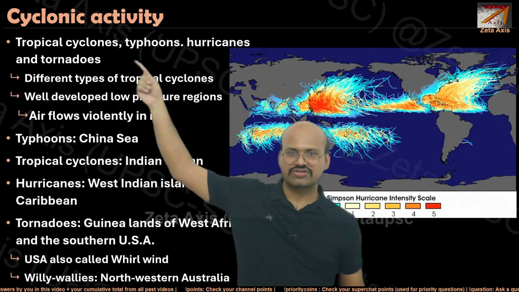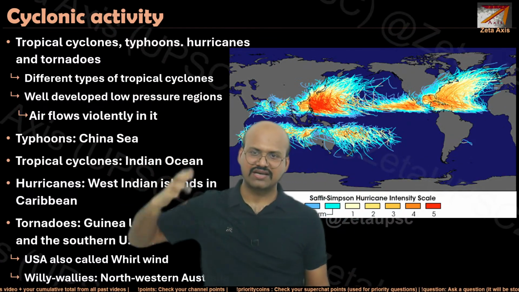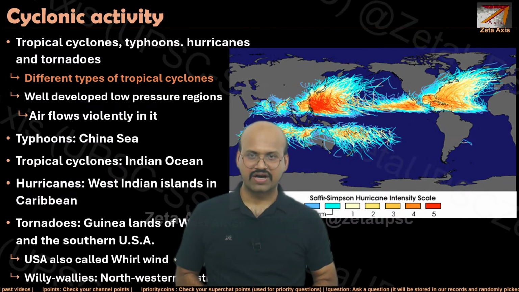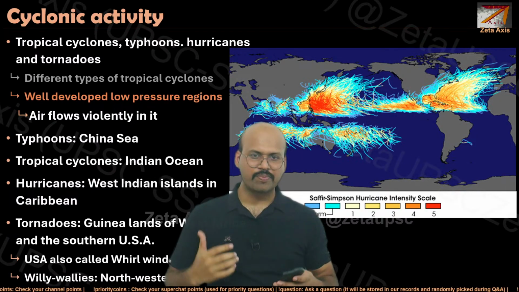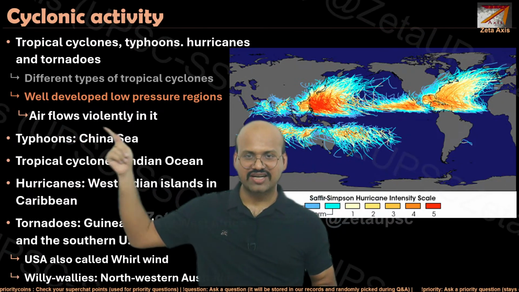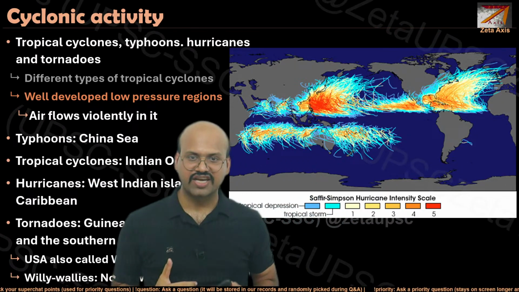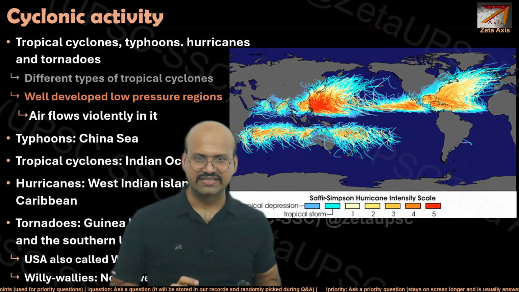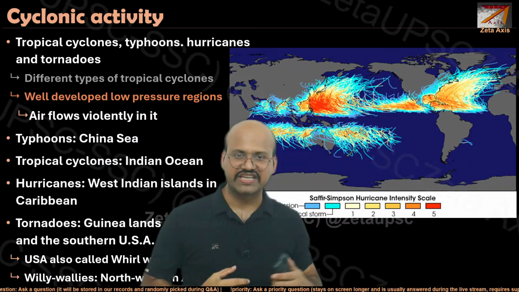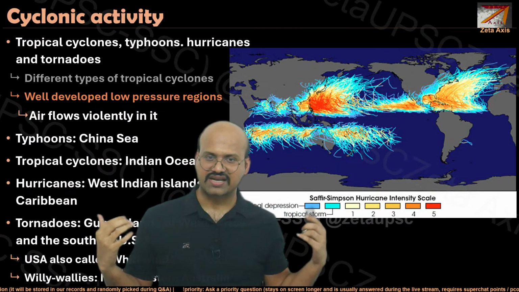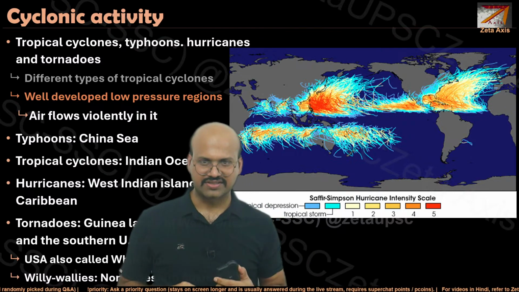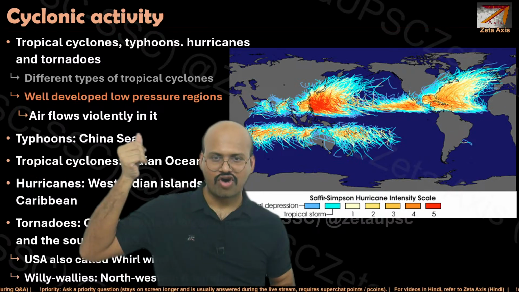So tropical cyclones, typhoons, hurricanes and tornado, all these are cyclonic activities and they are well developed low pressure regions. So basically these are low pressure regions which are very strong. Therefore, the air will flow violently in it. Because the pressure gradient is so high, in the center of these winds there is low pressure and the gradient, that is the change in pressure, is very steep. Therefore, air from the surrounding region moves very quickly with a very high velocity in this low pressure region. And that is why they move violently in it.